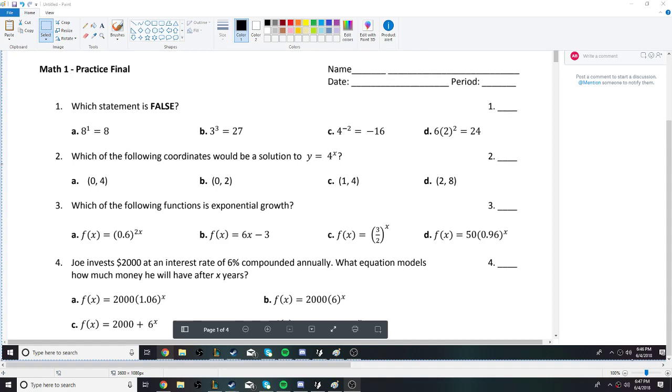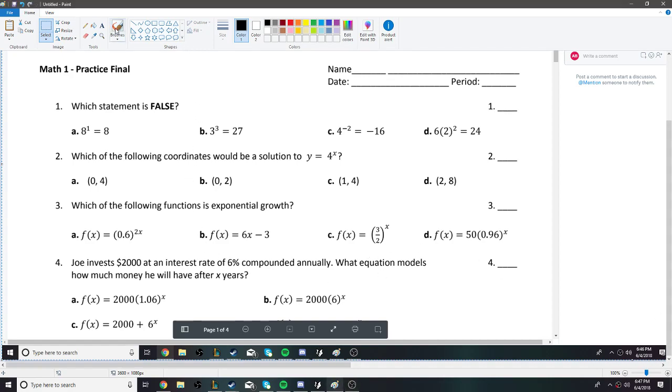Alright, so for this, which of the following is false? This means repeated multiplication. That's what exponents are. So 8 times itself one time is just 8. 3 to the third is 3 times 3 times 3, which equals 27. 4 to the negative 2, when the exponent's negative, that means you have to drop it underneath the fraction bar. So 1 over 4 squared is 1 over 16.